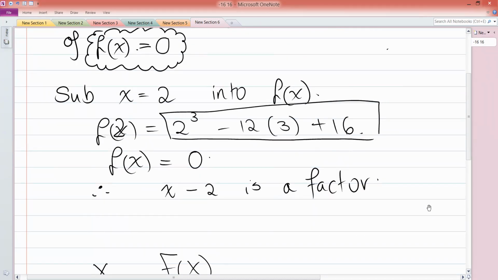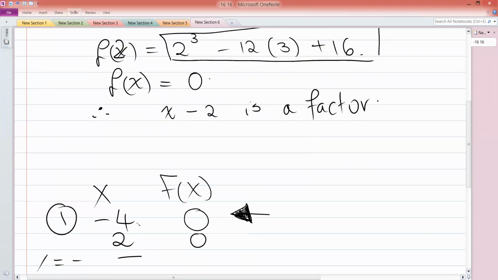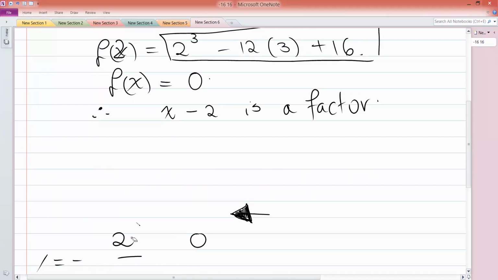So perfect, right? Now f of x, let's factorize it completely. It depends who your teacher was, how they taught you how to factorize.